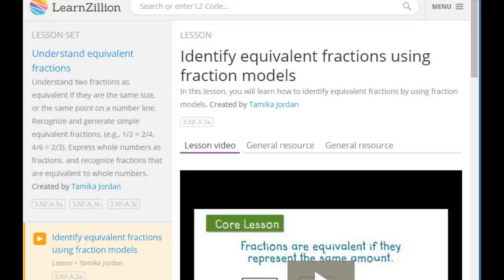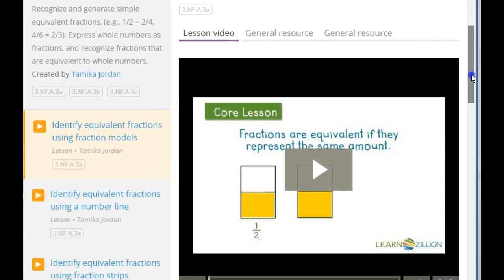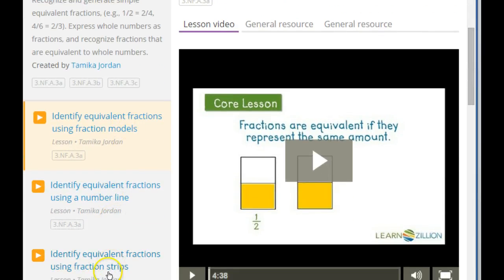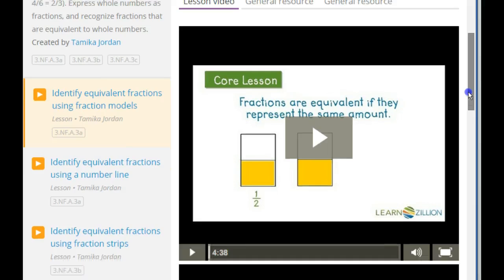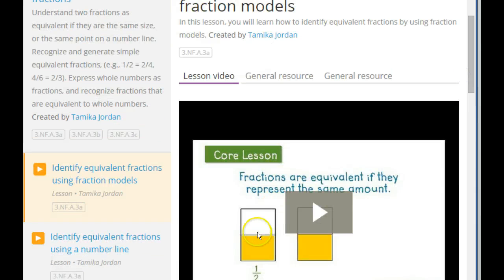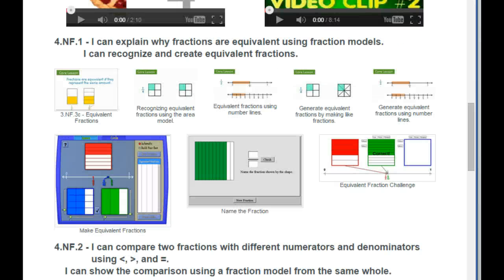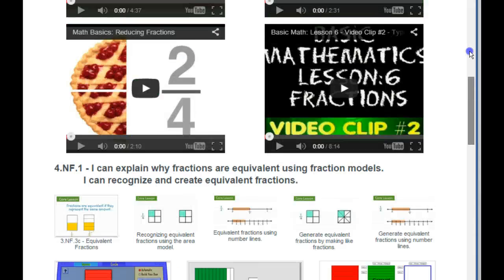The other thing that is in the newsletter is reference to Learn Zillion, and there's a link to go and watch a series of videos on equivalent fractions. Down the left hand side there is a series of all of these different videos that really model the math and fractions in a lot of conceptual ways. Also, don't forget about the math website that is referenced.